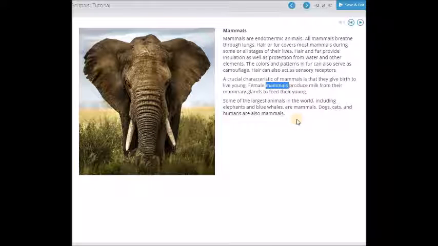So now instead of laying a bunch of eggs and hoping to survive, you can actually hope that all of your offspring survive. So you don't waste time and energy creating all these different offspring, hoping that only one or two survive. Most mammals produce a small amount of offspring, and they hope that all of them survive. Some of the largest animals in the world include elephants and blue whales, which are mammals. Dogs, cats, and humans are also mammals.